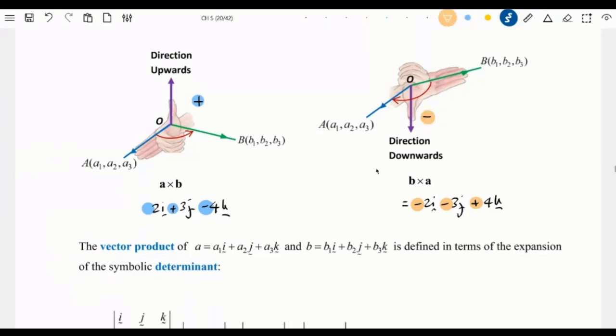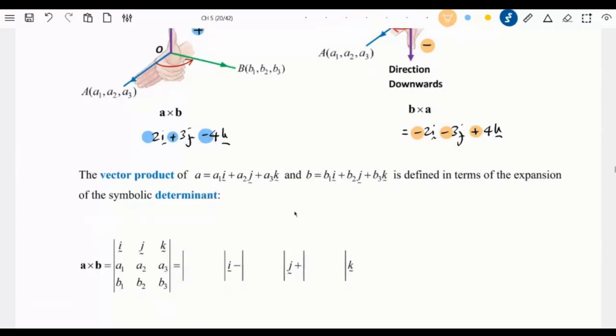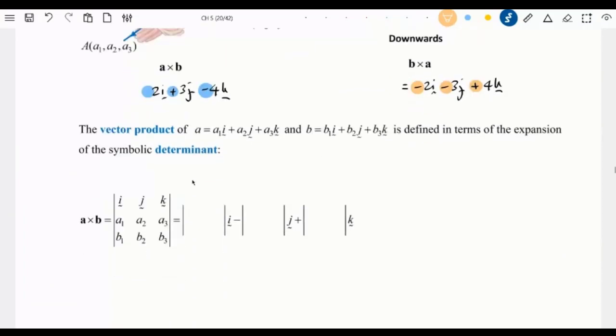Okay, so in order to find the vector product, we encounter a determinant. So benda yang sama macam kita cari determinant matrices chapter 4 last sem. So we have plus minus plus here. So untuk I, kita akan delete I column. So yang tinggal adalah A2, A3, B2, B3.